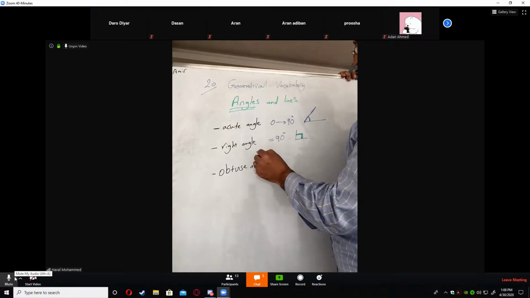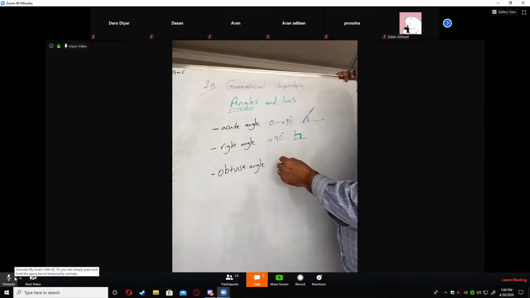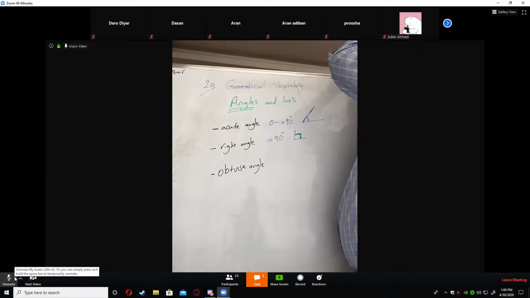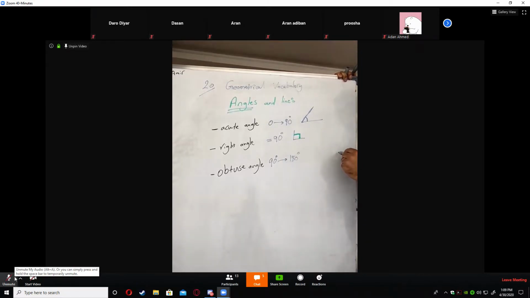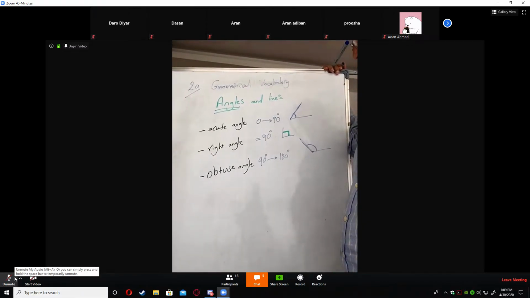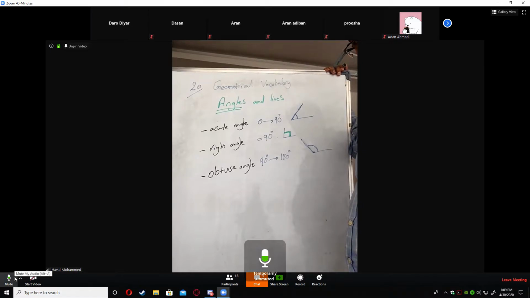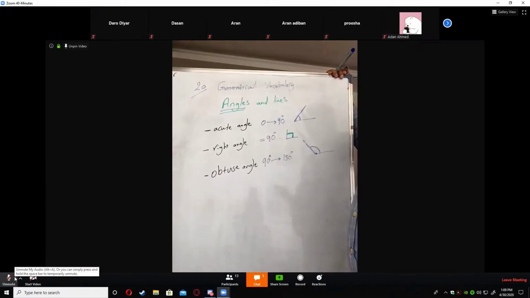The next one is the obtuse angle. Obtuse is more than 90 and less than 180. It's between 90 and 180. If you draw the diagram, it will be like this, and we're talking about this angle. Any questions so far? You understand? Okay, good. Now, acute, right and obtuse angles, I think everybody knows about them.